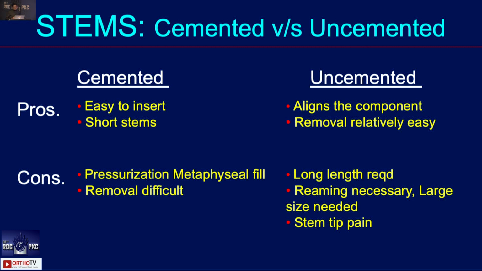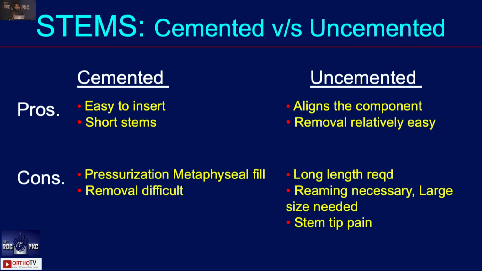What are the downsides? Long length is required. Most of the time to get a purchase, you can't put a metaphyseal uncemented stem because you'll have no purchase there. You need to get into the diaphysis. Not only into the diaphysis, you need to get into the area where there is a relatively uniform canal. You don't want to be touching one cortex and not having a purchase anywhere else. Reaming is necessary at times for you to get a correct fit. Large sizes are needed depending on the size of the medullary canal. Occasionally you can have a 3-point fixation and not have a complete fit, but in that case you're likely to have a stem tip pain.